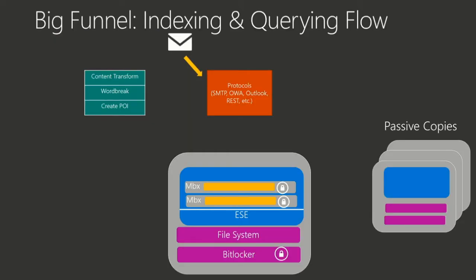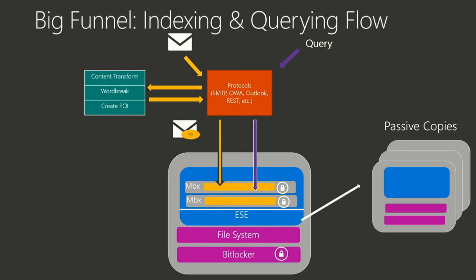So here's the indexing flow that I was talking about with BigFunnel. So the mail comes in through the protocols and then gets word broken, the content's transformed, and we create this POI, per object index file, and it's basically an optimized, normalized representation of the object's forward index. So all of that gets created and stored directly into the mailbox and replicated. And because it's done basically real time, the queues don't build up, and the mail is eligible when there's a query. It gets pulled as a result and sent back right away.